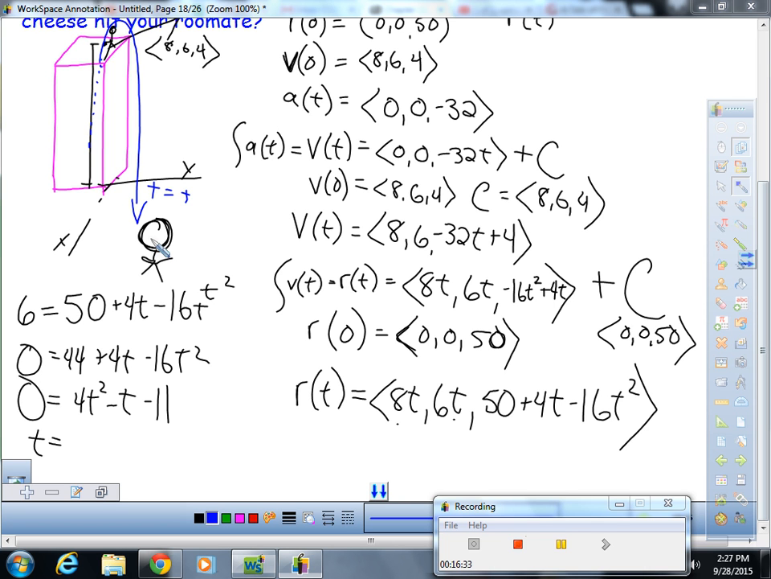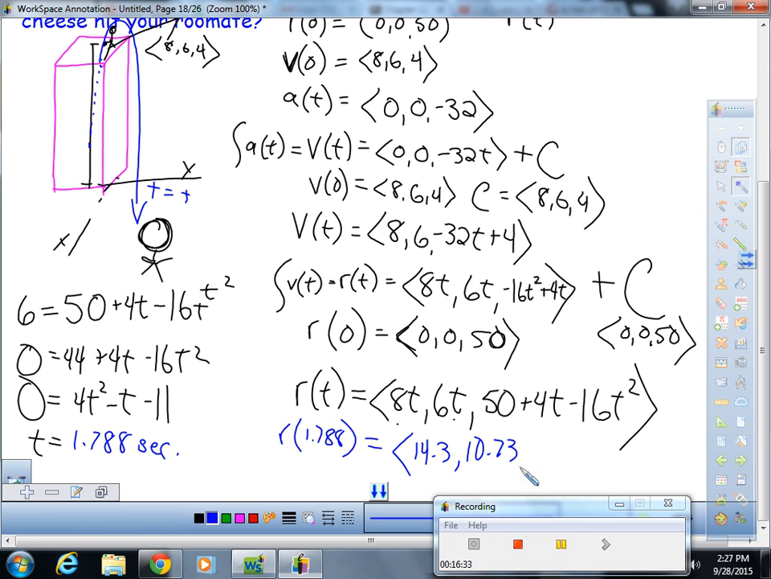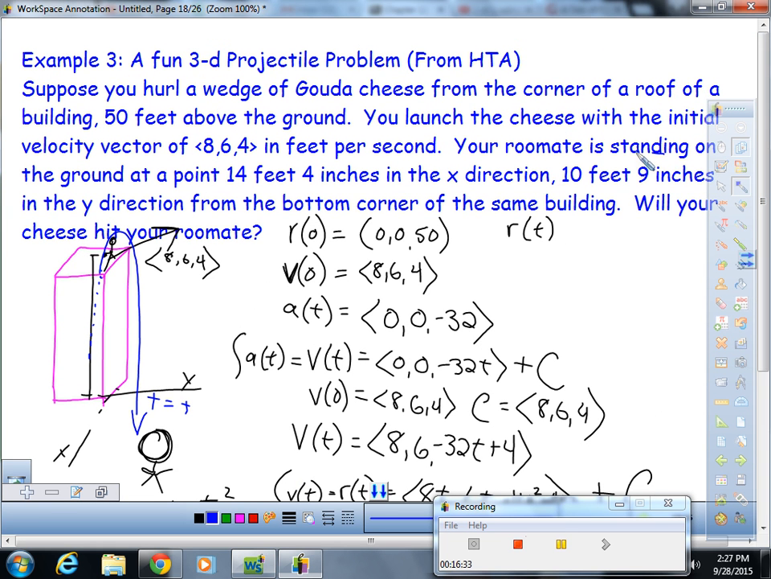All right, so you end up with the quadratic formula getting t equals 1.788 seconds. And when you pop that into r of t, you get r of 1.788, and you end up, not coincidentally, getting 14.3 feet, comma, 10.73 feet, comma, 6. And if you look at 14.3 feet by 10.73 feet, oh boy, you're going to hit your roommate right on top of the head. Boom!